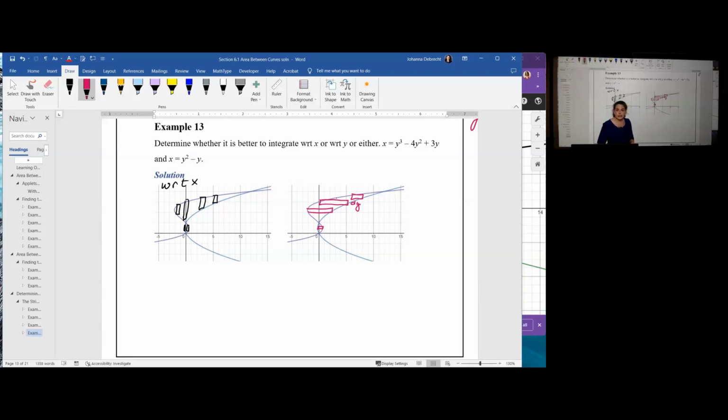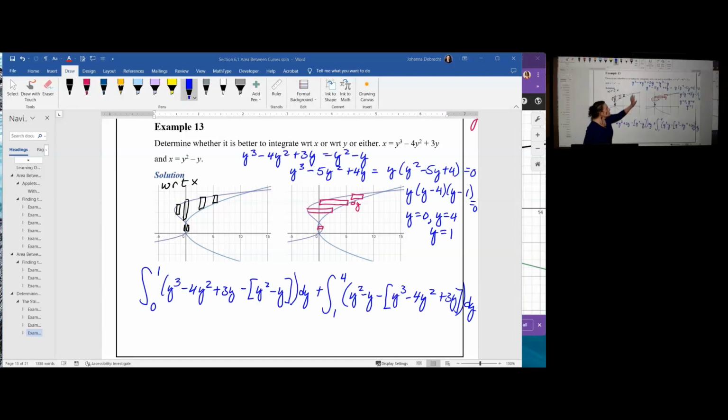Let's pause the video so you can find those intersection values for y, and then write the integral. When you set the two equal, you do end up with a cubic function, but there's a greatest common factor of y, which can be factored out. That gives you a quadratic factor, which factors further into (y - 4)(y - 1). We have 3 intersection points when y is 0, 1, and 4.